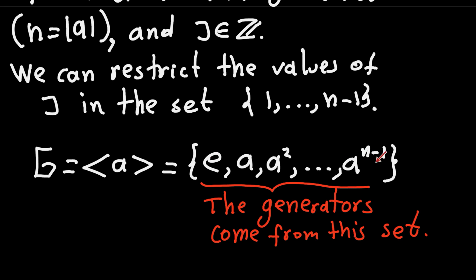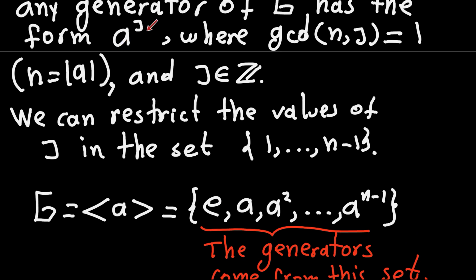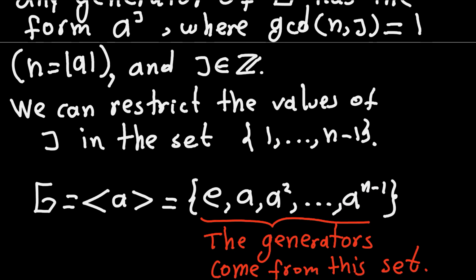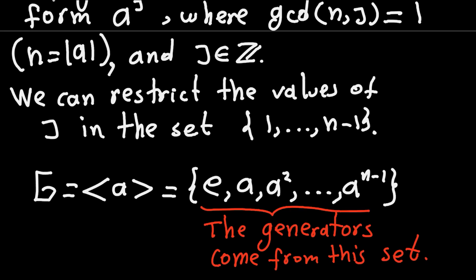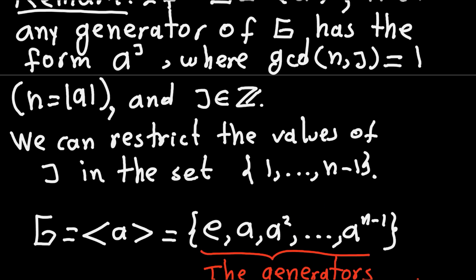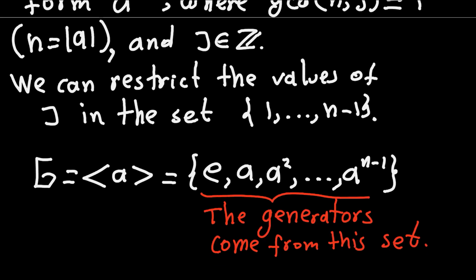So all the generators of this group have to come from here. If all of them have to come from here, they have to be of the form a to the j, and this j must be one of these exponents. So it could be 1, 2, or so on up to n minus 1. So you only have to check the elements of the form a to the j, where j is one of these exponents, 1 through n minus 1. So that's the important remark about that corollary.